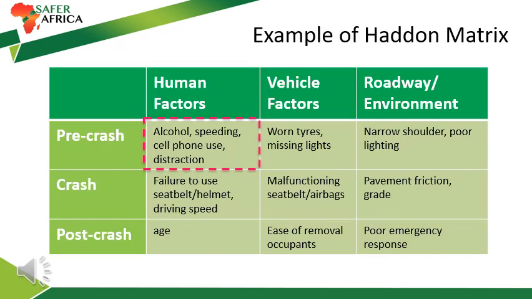Let's have a look at this example, which may be constructed from a set of crashes in an urban area. The top left cell, pre-crash human, identifies potential modifications to the driver behavior that may reduce or increase the likelihood of a collision. As shown in the example table, it is alcohol consumption, speeding, cell phone use, or distraction. The Haddon matrix helps create order when we want to know which contributing factors influence a crash and which period of the crash the factors influence.